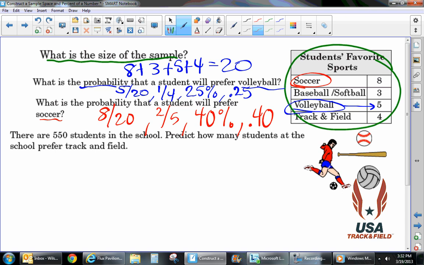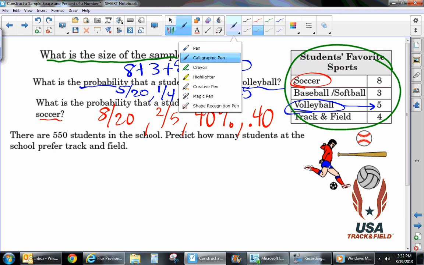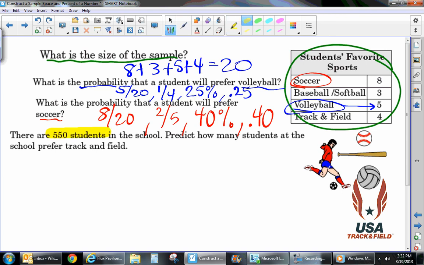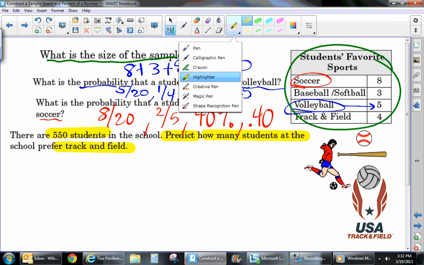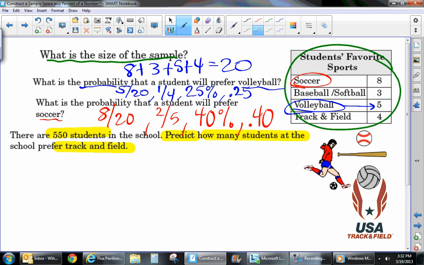And the last one here is predicting. Instead of having 20 kids in the survey, let's say we're going to change it to 550 students. So if we got 550 students that were going to be surveyed, we got to figure out, what do you think they would say? You have to predict how many students do you think would say they prefer track and field. So we're going to set this up using a proportion. But keep in mind, this is not the only way to solve this problem.